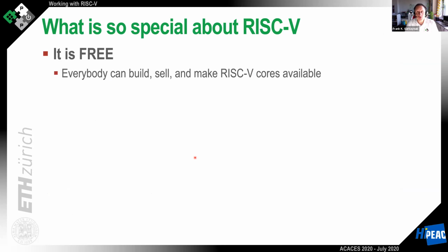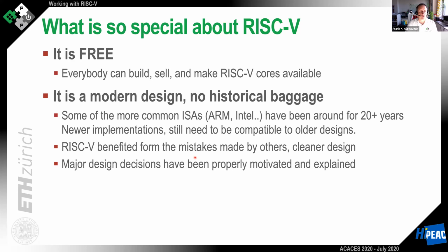So first, to just clarify what is so special about RISC-V, you know that it is free. It means that everybody can build, sell, and make RISC-V cores available. So this is important. You can also sell them. There is no limitation saying that, hey, what you make has to be free. This is important for people to be able to develop also businesses around it.